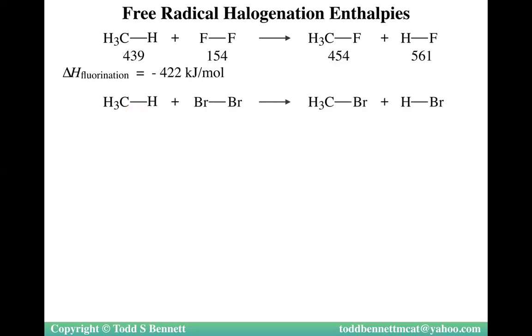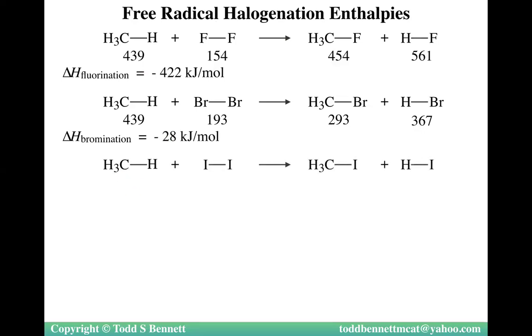Bromine, 439. Bromine is a little bit weaker than the Cl-Cl bond. You form these, so this is going to be like 30-ish or so. This is going to be 650-ish or so, 660-ish or so. So about negative 30.